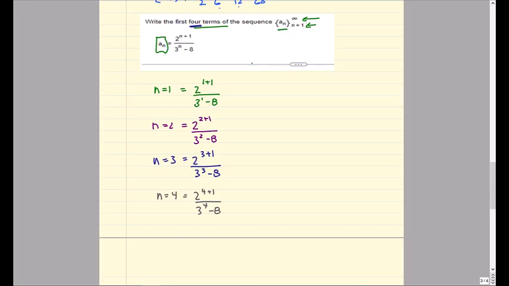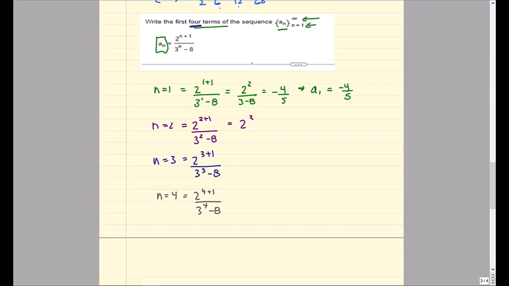So let's go to our first term of the sequence and see what we have here. We have 1 plus 1 is 2, so I have 2 to the 2nd over 3 minus 8. This one's going to be interesting. So 2 to the 2nd is 4, and then 3 minus 8 is negative 5, so this would be negative 4/5. So this would tell me that A sub 1 is negative 4/5.